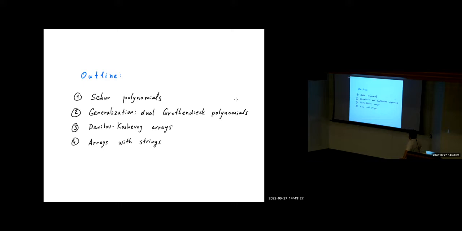And then I'm going to speak about dual Grothendieck polynomials, which I will define also combinatorially, and say something about their geometric meaning. And then I will present another combinatorial interpretation of things related to Schur polynomials, Young tableaux, and so on: Danilov-Koshevoy arrays from their paper of 2005, which I believe got much less attention than it deserved. And then I'm going to talk about the generalization of these arrays, which we call arrays with strings, which is basically something to deal with dual Grothendieck polynomials.